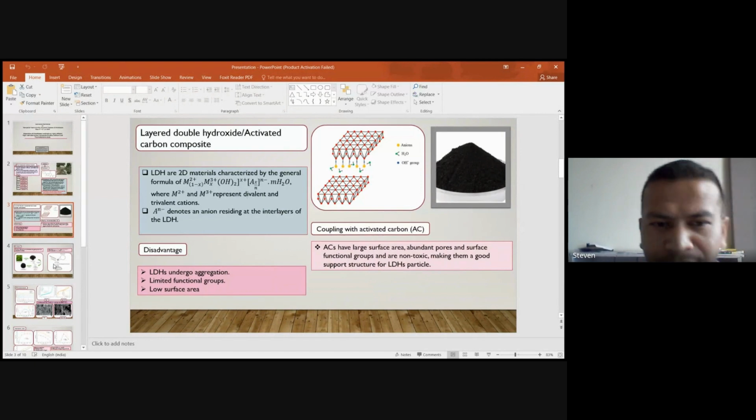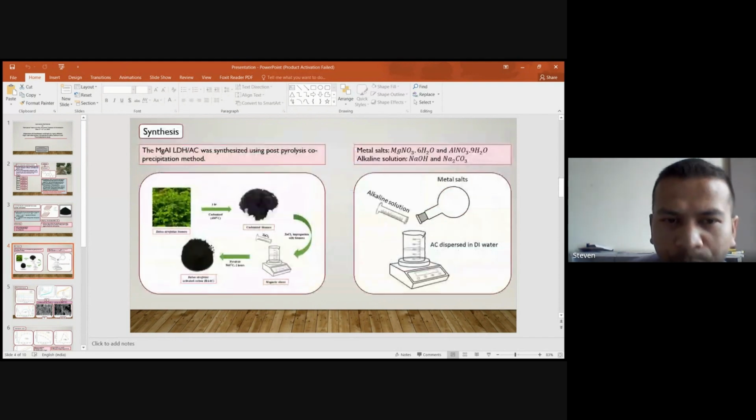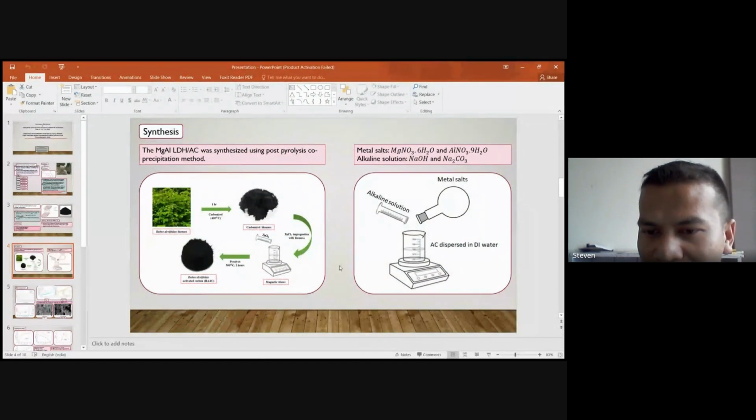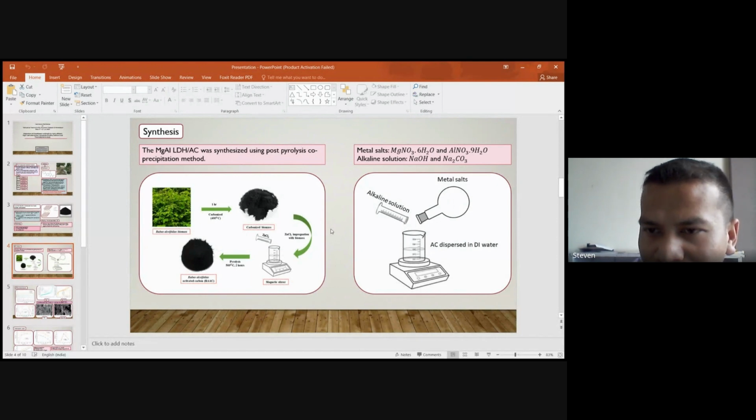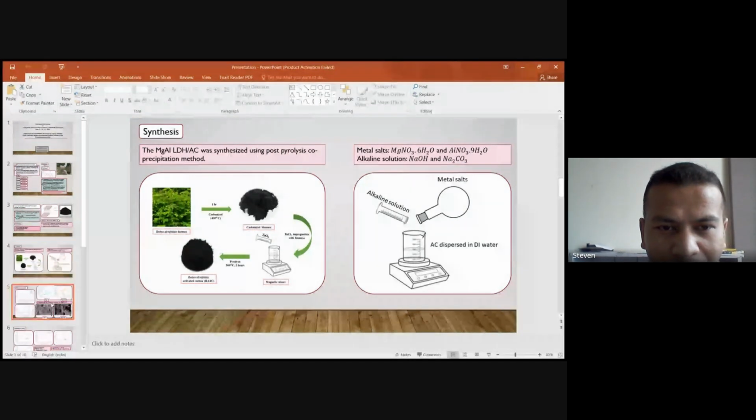For the synthesis of this composite, we use the co-precipitation method. First of all, we synthesize the activated carbon from a locally available biomass. Then we take the activated carbon, disperse it in deionized water, and add the mixture of the metal salts. Then we maintain the pH of the solution at 10 by adding an alkaline solution, sodium hydroxide and sodium carbonate. Next, we have the characterization.